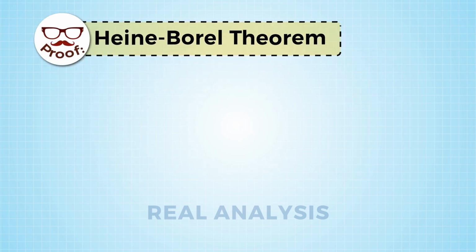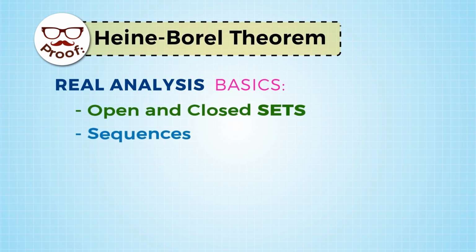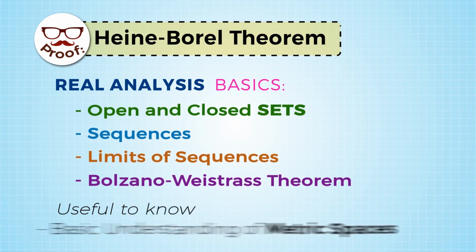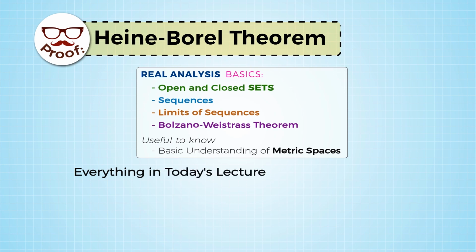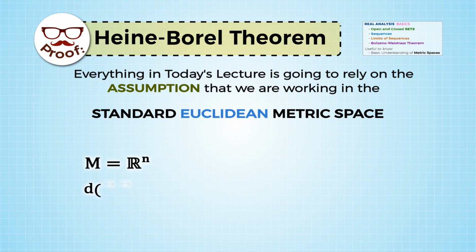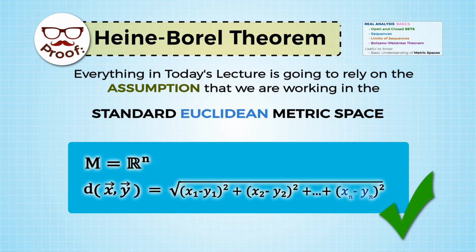To understand the proof, you're going to need some real analysis basics, including the understanding of open and closed sets, sequences, limits of sequences, and the Bolzano-Weierstrass theorem. It is also useful to have some basic understanding of metric spaces, because everything in today's lecture is going to rely on the assumption that we're working in the standard Euclidean metric space. Otherwise, Heine-Borel theorem need not be true.